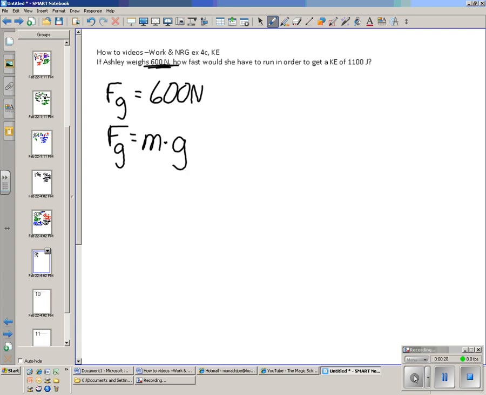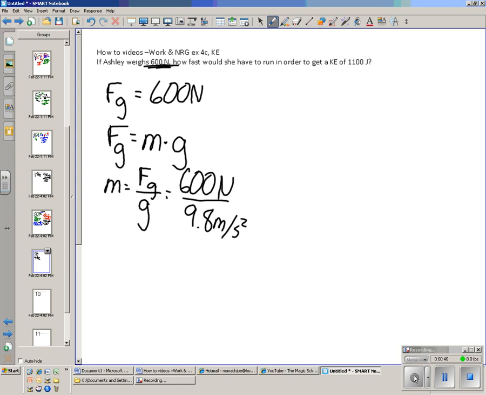Now, if we are simply looking for the mass, the mass is equal to gravitational force, or the weight, divided by g. So that's going to be 600 newtons divided by 9.8 meters per second squared. If we tap that into our calculator, we have the mass is equal to 61.22 kilograms.